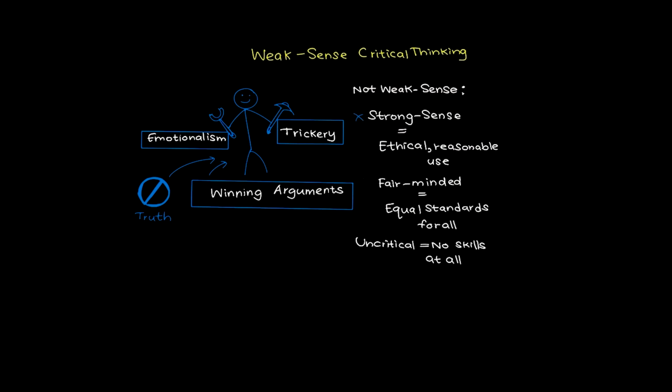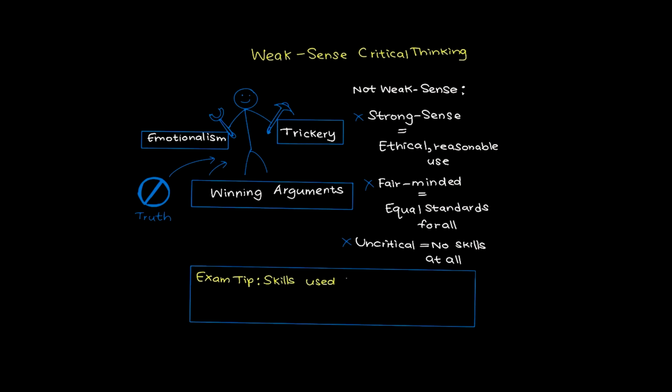She's just misusing them. Here's a WGU D265 OA exam tip for you. When someone uses critical thinking skills for manipulation rather than truth-seeking, that's weak-sense critical thinking. Quick recall hook. Weak-sense = skills for selfish wins.